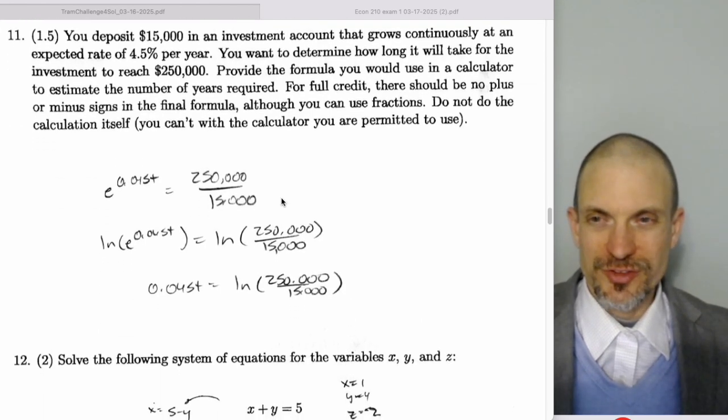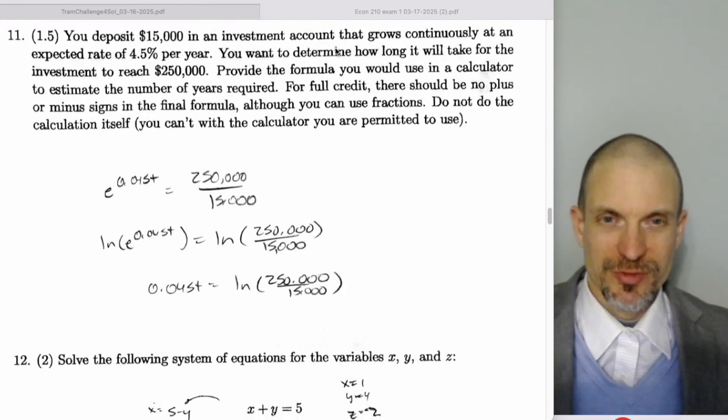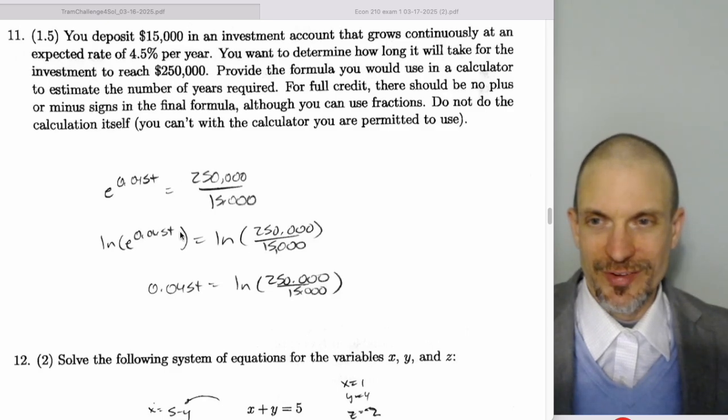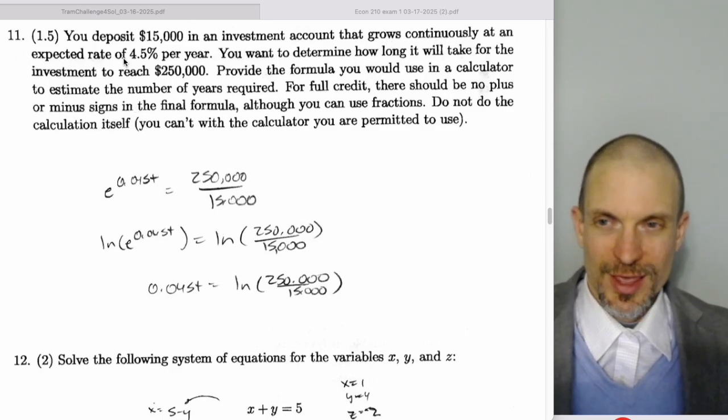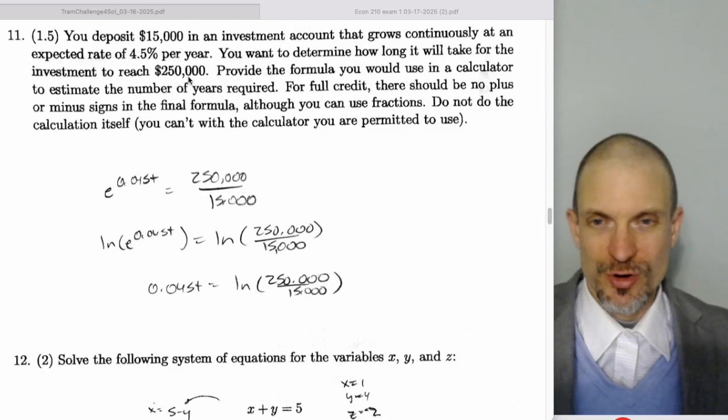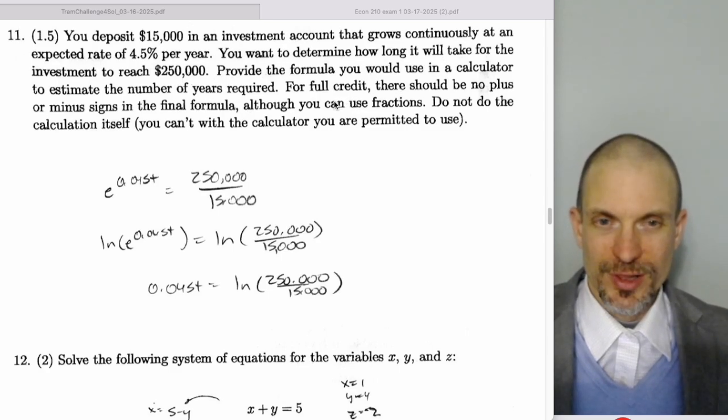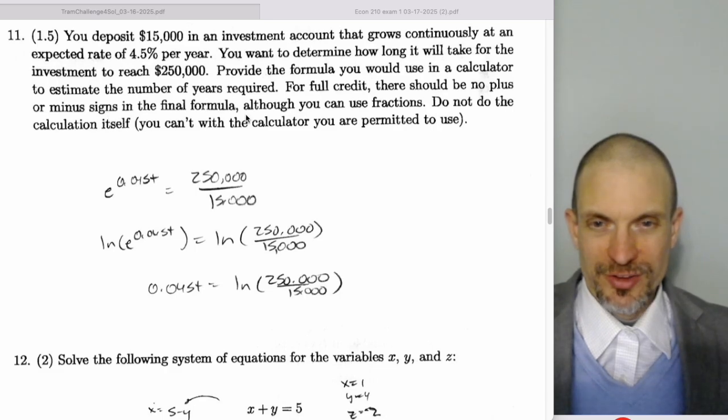All right, so short answer: you deposit $15,000 in an investment account that grows continuously. So we're using our exponential formula, at an expected rate of 4.5% per year. How long is it going to take to reach $250,000? So you need the formula. There should be no plus or minus signs, though you can use fractions. Don't do the calculation.